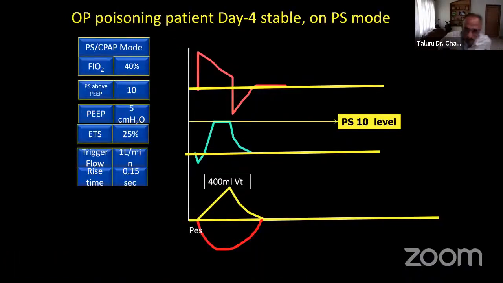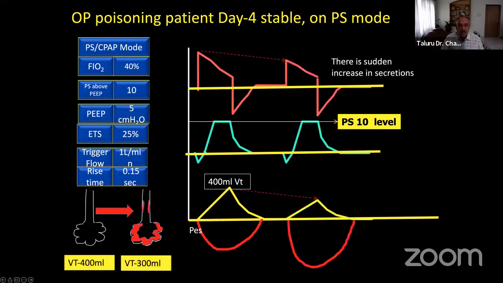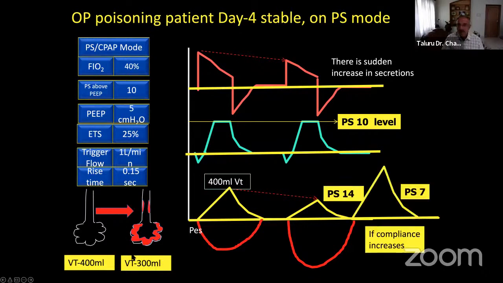See, now if I put a pressure support of 10, and the patient is generating 400 ml. If the lung goes bad, for whatever reason, there is an aspiration or the lung has gone into pulmonary edema, then there is a sudden increase. So for the 10 pressure support, now he is going to produce 300 ml. See here, unless you increase the pressure support to 14, the tidal volume will not, just a number to make you understand, this will not happen.